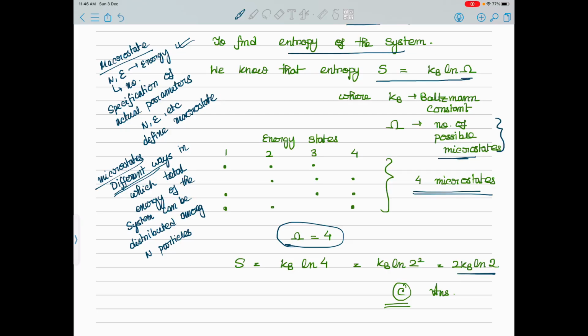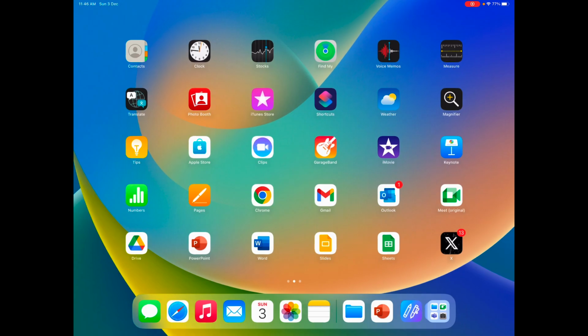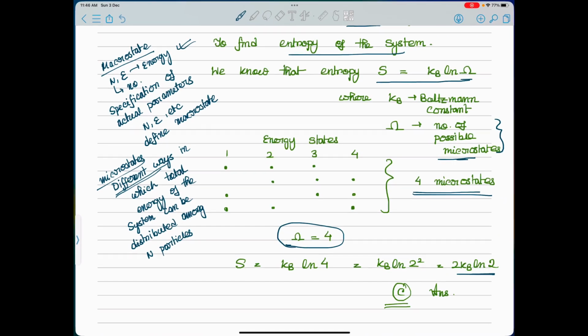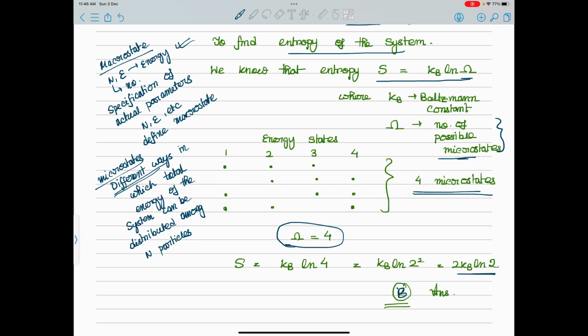So let us see which is the correct option. 2 Kb log 2. So B is the correct option, not the C. B is the correct option for this particular problem. So it's not C, it is the B. 2 Kb log 2 is the correct option.